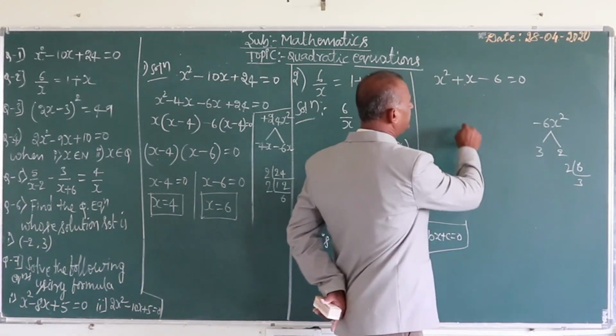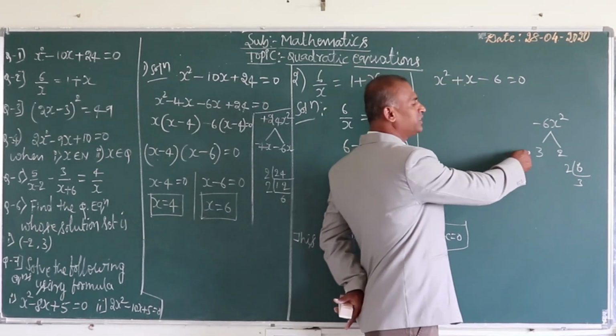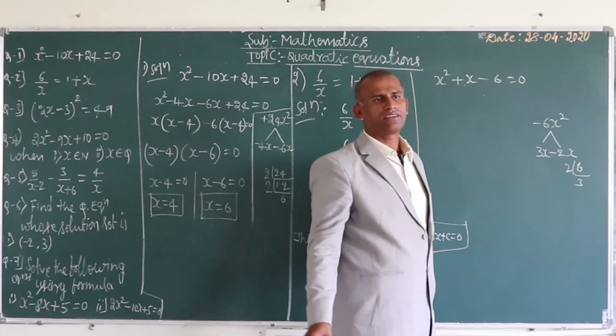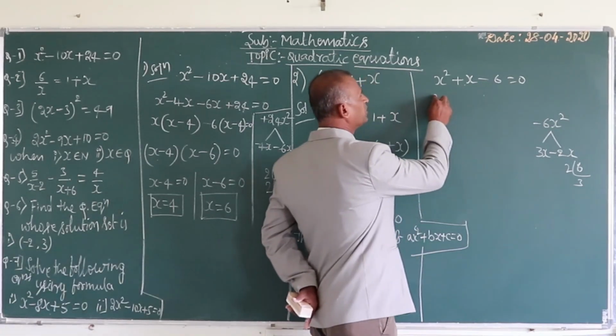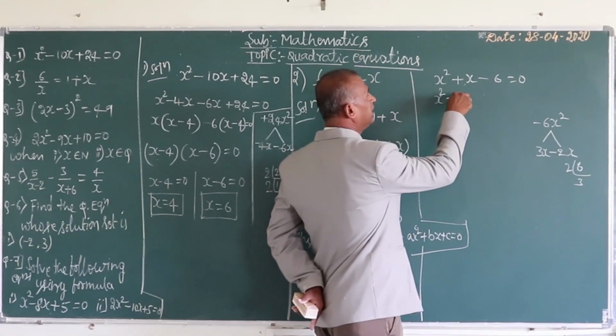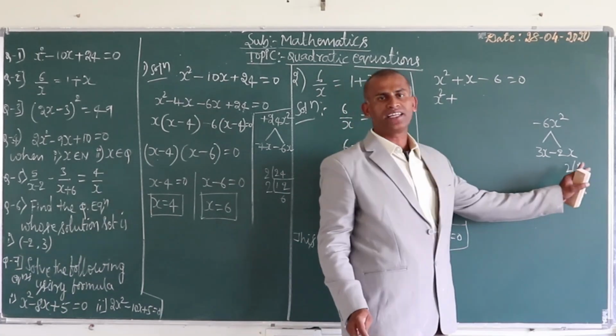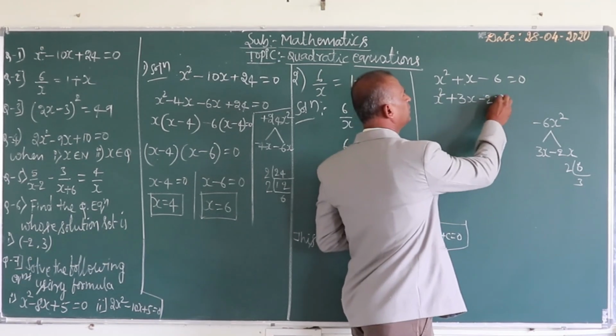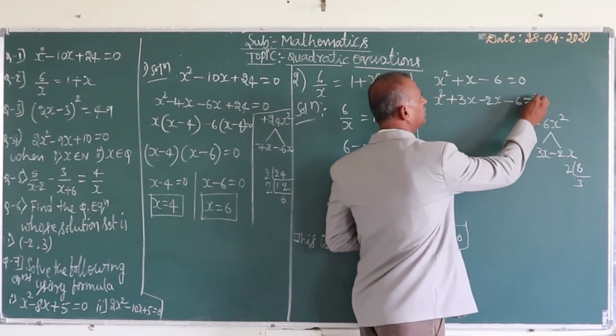Here the sign is positive, that is why you write the bigger number as positive and the other as minus. Just write x and x. Now substitute: in the place of x you should write 3x minus 2x, so 3x minus 2x minus 6 equals to 0.